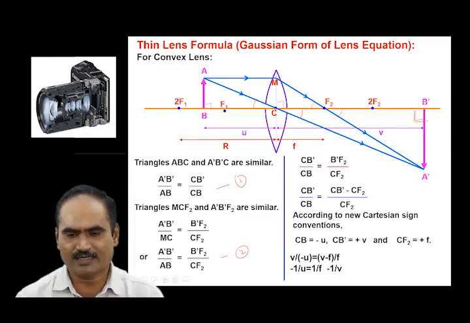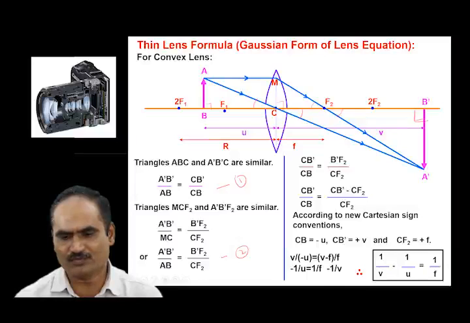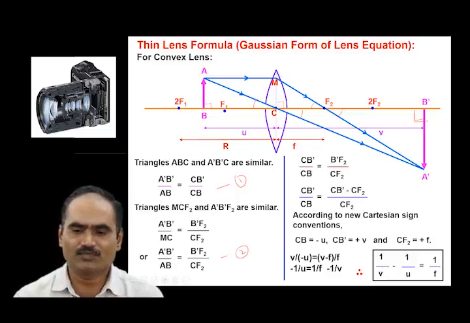Then in simplification, V by minus U, as it is, we'll write. But one more thing, we multiply both sides by 1 by V. Then one more step, that is V by F minus 1 you will get. Multiply throughout by V, you will get 1 by U is equal to 1 by F minus 1 by V. So the same equation can be written like this: 1 by V minus 1 by U is equal to 1 by F. Right? So this formula is called what? Thin lens formula, or usually just the lens formula.